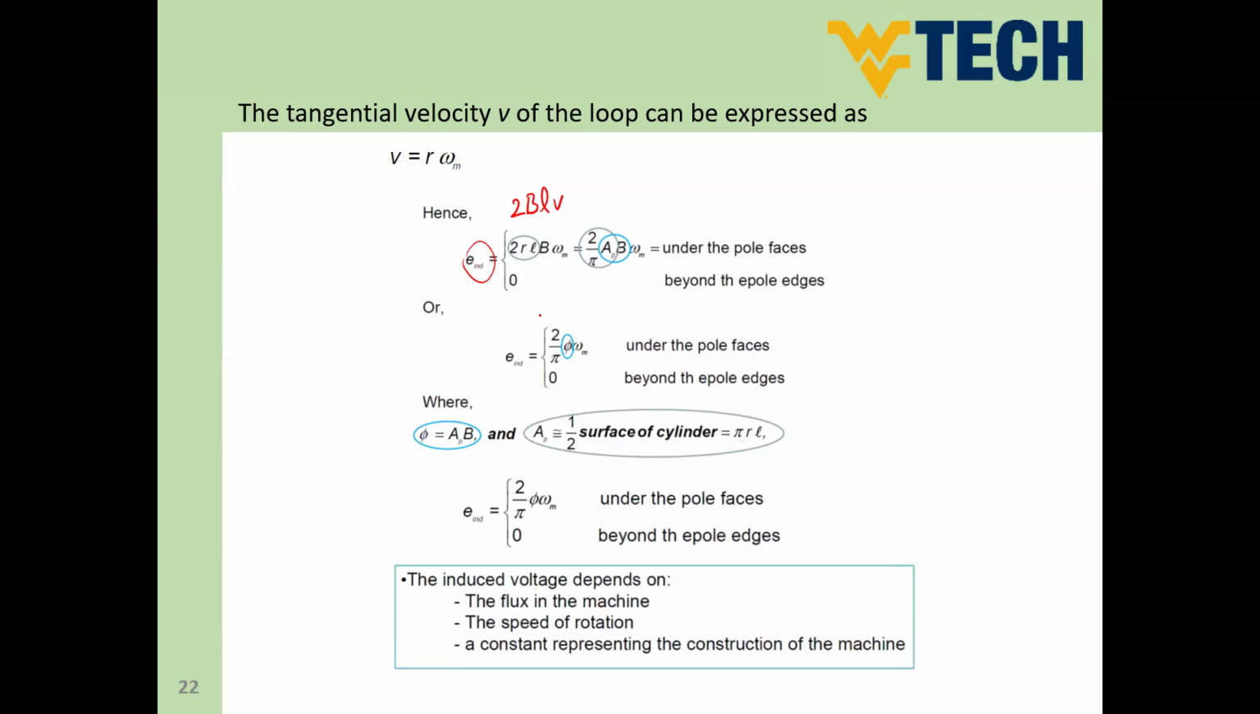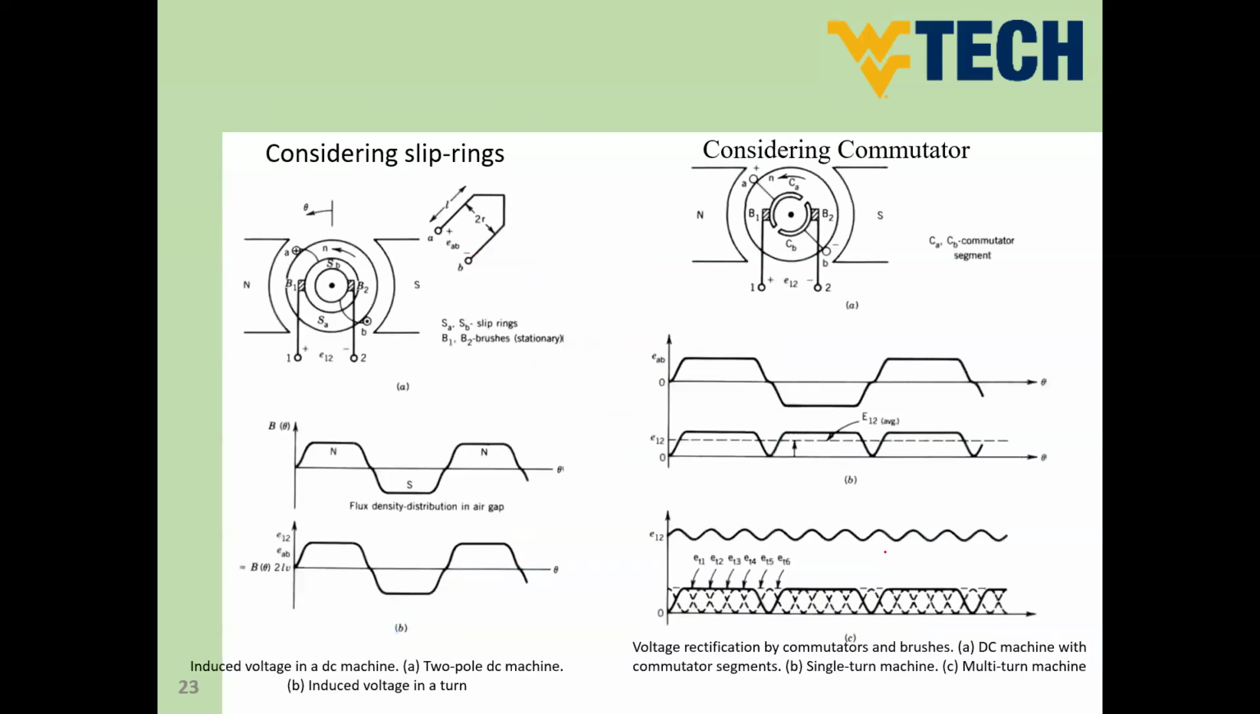Okay. So if you would like to replace the flux density times area by flux, this is going to be 2 divided by pi times flux times omega m. So this is now the relation of the induced volt. So the induced volt is going to be 2 divided by pi times flux times omega m. Okay. Now, if we consider that we have slip rings, this would be the induced volt. But if we consider the commutator, this means our induced volt is going to be commutated to be positive like that.